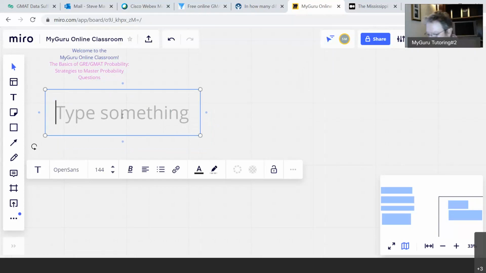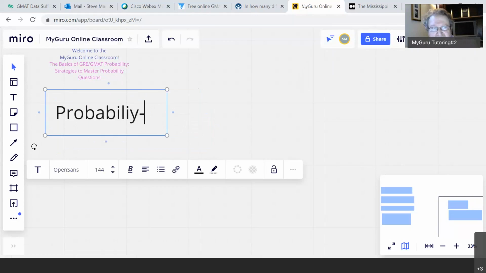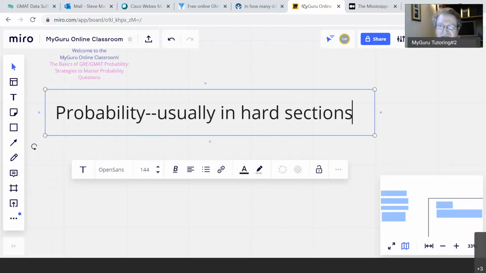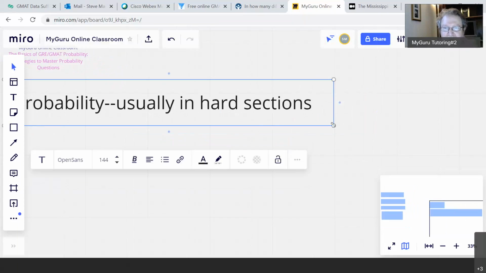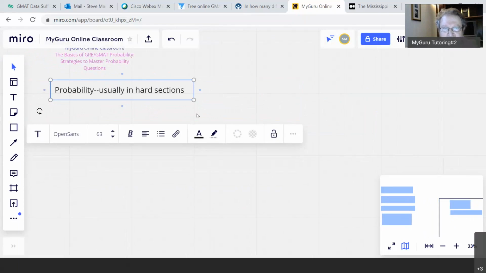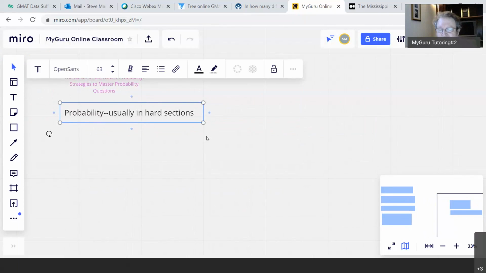Okay, so probability on the GMAT. Here's a reason why probability tends to intimidate people. Probability and combinations, combinatorics, tend to be the kinds of questions that show up in the difficult sections of the test. And because there's a lot of logic involved, even if you know the basic rules, it can be tricky to figure out what exactly is being asked.